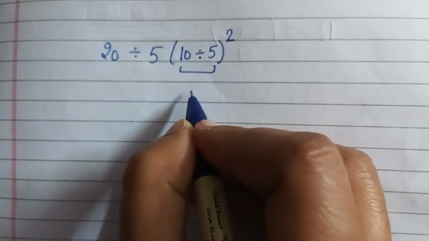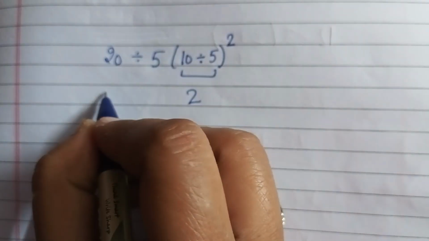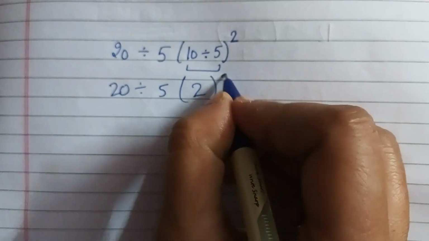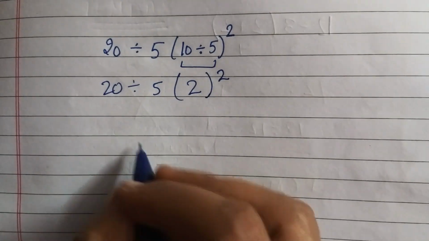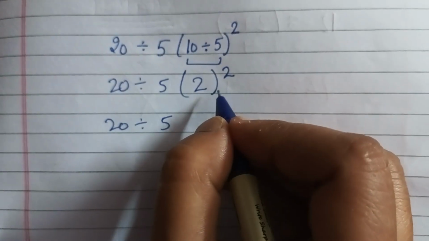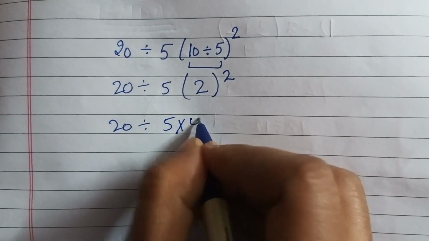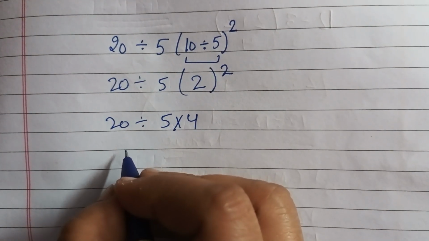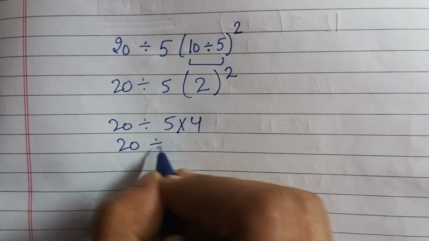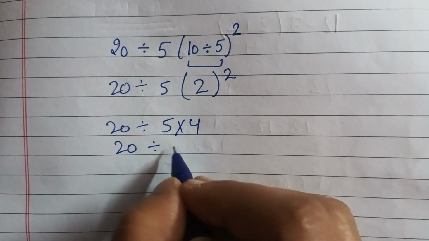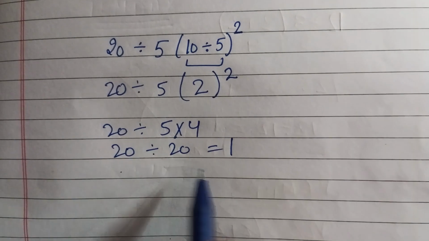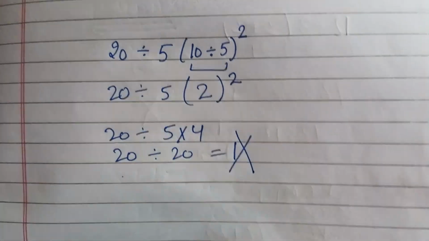So 10 divided by 5 is 2. So we'll write 20 divided by 5 and 2 square. So 20 divided by 5 and square of 2 is 4. 20 divided by 5 times 4 is 20, which means 1. If you got your answer 1, this is totally wrong.